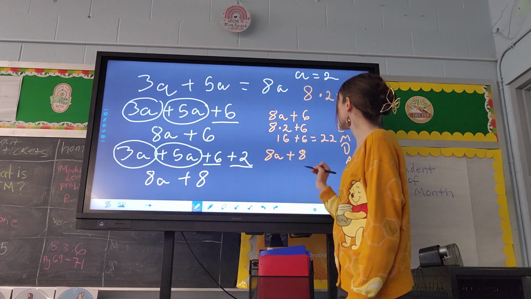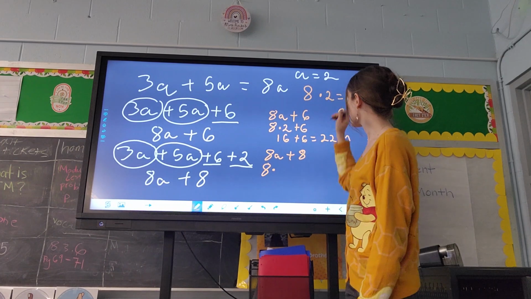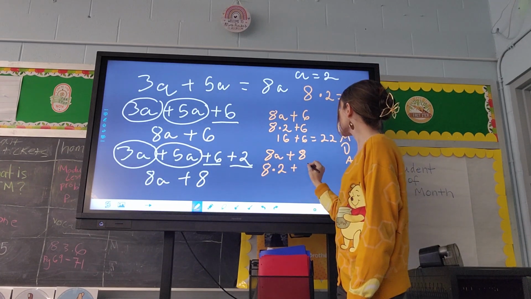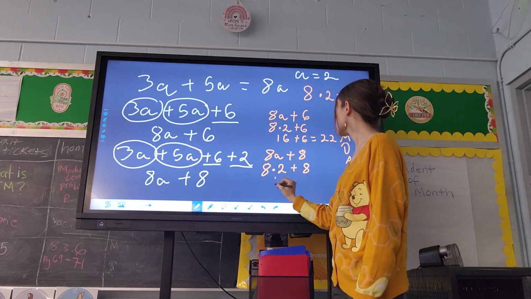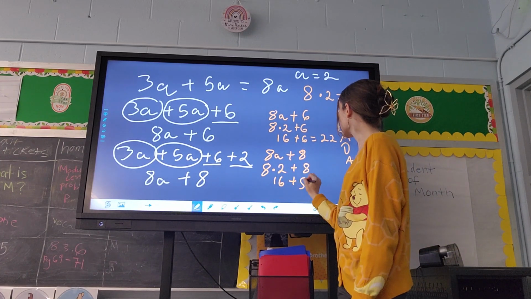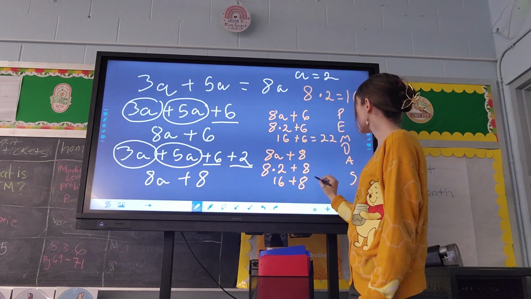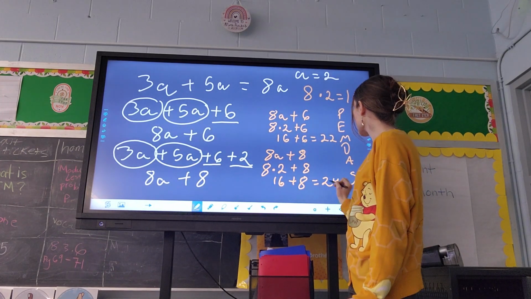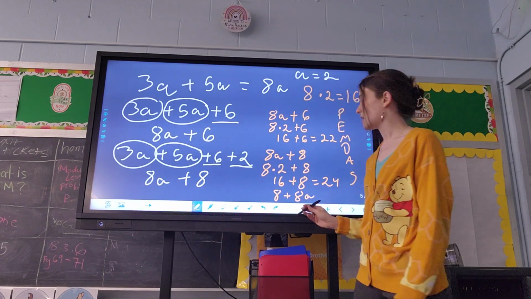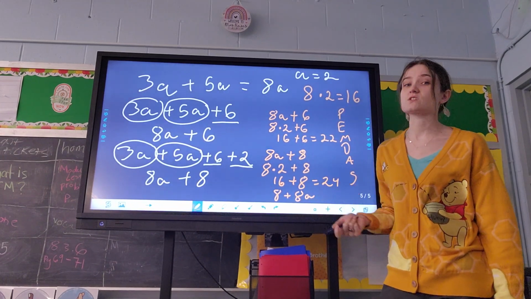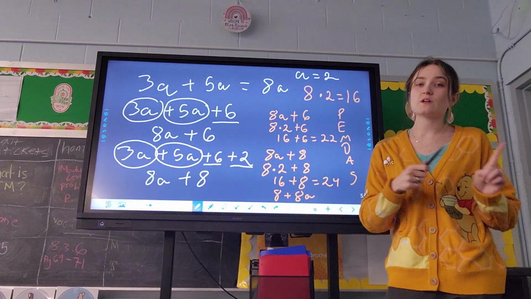Now what about this one? 8a plus 8. I know a equals 2, so 8 times 2 is 16, and then 16 plus 8 equals 24. Now, if the problem had even been written 8 plus 8a, I would still do the multiplication first, because of PEMDAS. So multiplication would come first, and I would just read it left to right.